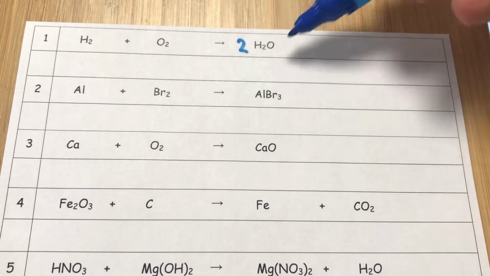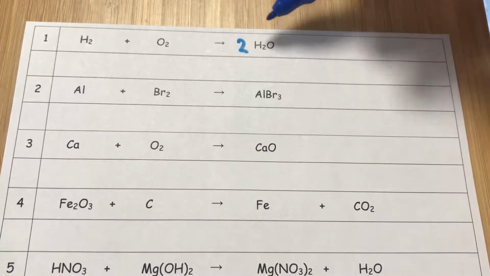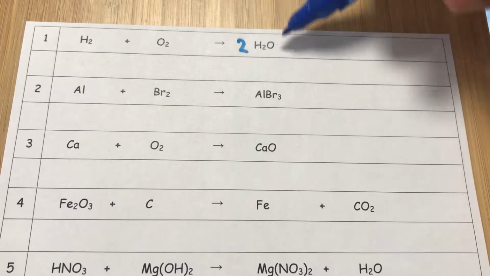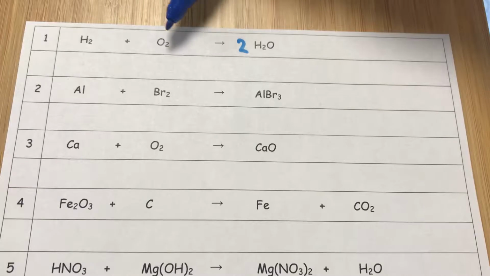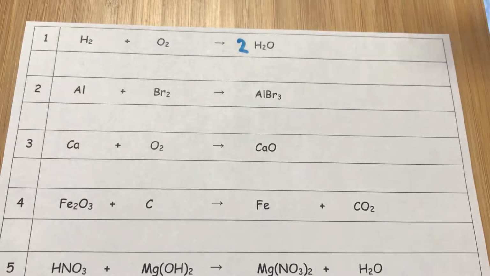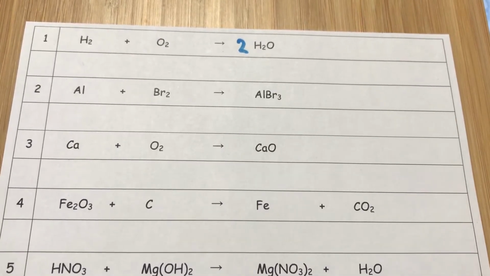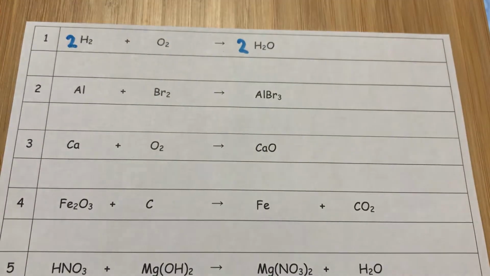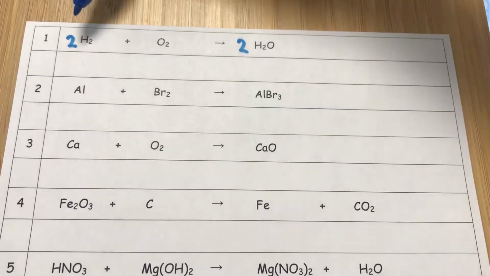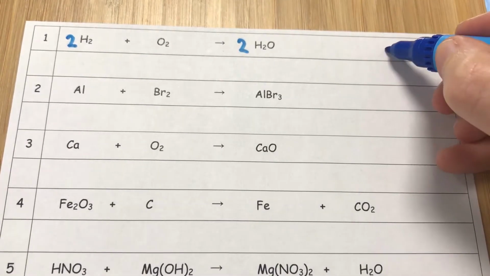So I've now got on this side of the arrow 2 times 2 hydrogens, so I've got 4 hydrogens, and I've got 2 oxygens. So my 2 oxygens are now balanced because I've got 2 oxygen here, 2 oxygen here, but I've got 4 hydrogens in total on this side and only 2 hydrogens on this side. So I'm going to put a 2 in front of that, and I've now got 4 hydrogens here and 4 hydrogens here. That is now balanced.